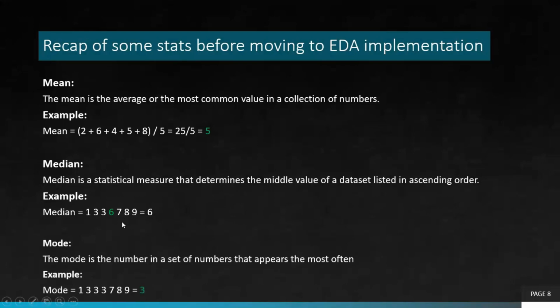Now let's see what is mode. The mode is the number in a set of numbers that appears the most often. For example, 1, 3, 3, 3, 7, 8, and 9. 3 is the number that appears the most. So 3 is the mode.